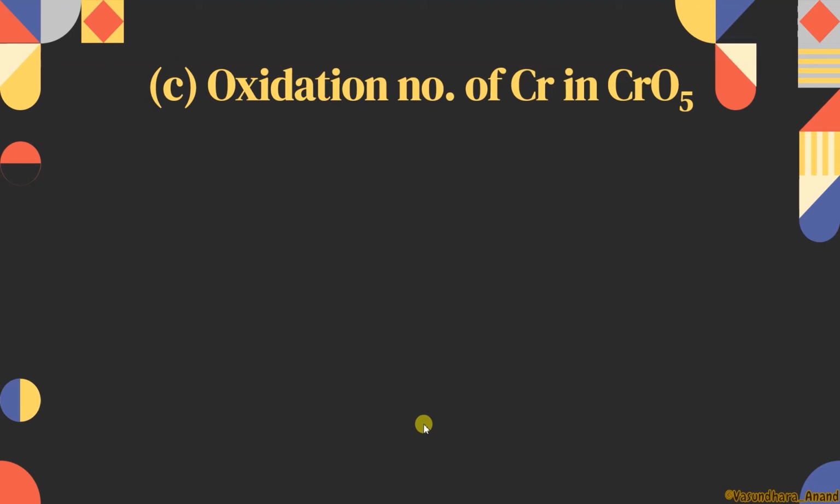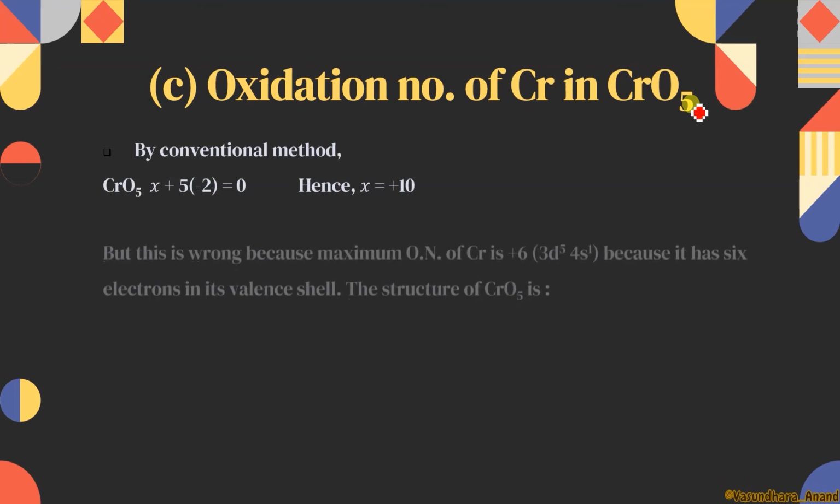So how many peroxide bonds will it have? Yes, the oxidation number we are getting is 10, and the maximum valence electron of chromium is 6 only. So 10 minus 6 is 4. That means here 2 peroxide bonds will be there. 2 peroxide bonds means 4 oxygen. So out of 5 oxygen, 4 will be involved in peroxide and 1 will have minus 2 charge. Did you get that? So by the conventional method, if you do it, you get x as 10, which is not possible.